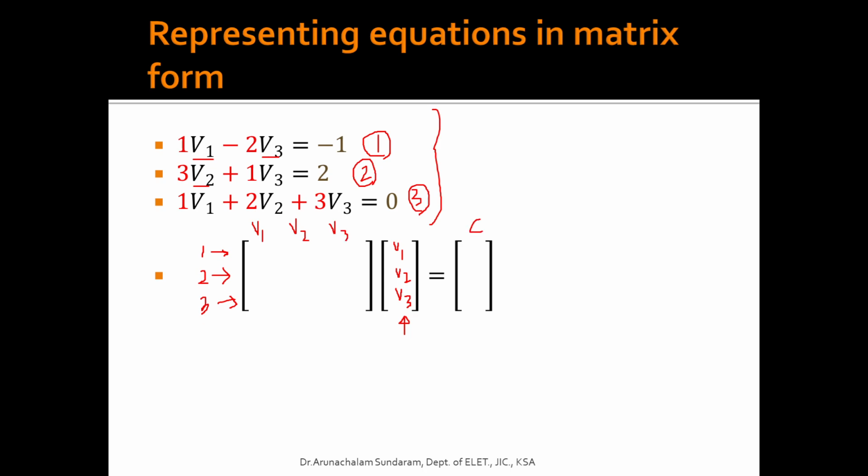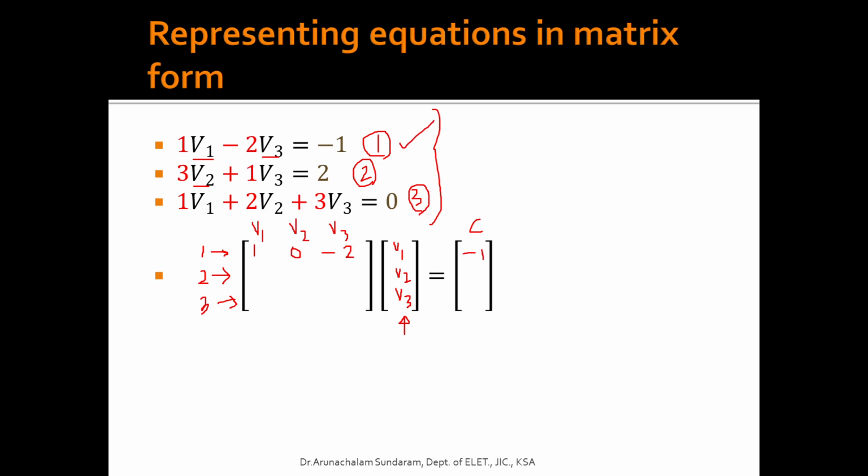So let us take the first equation. What is the coefficient of V1? 1. Is there any V2 term? No V2 term, so put it as 0. What about V3? Yes, minus 2. What about the constant? Minus 1. So we have completed equation 1.